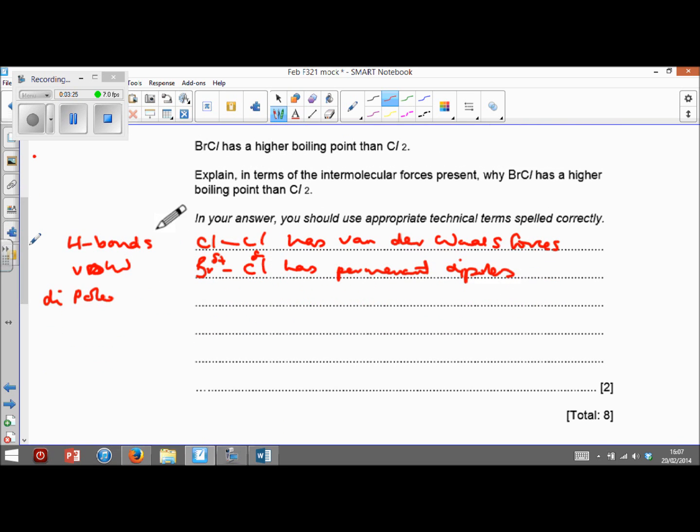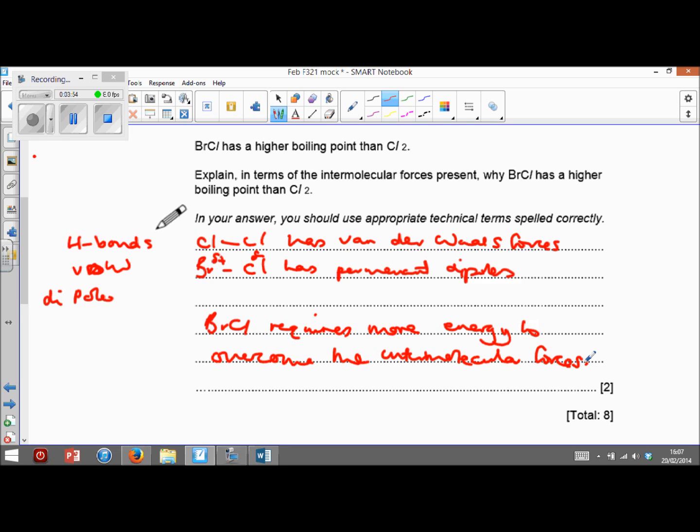So what you have to now do is say, what effect does this have on boiling point? And BrCl requires more energy to overcome the intermolecular forces. Okay, you get a mark for saying that and a mark for saying that in this case.